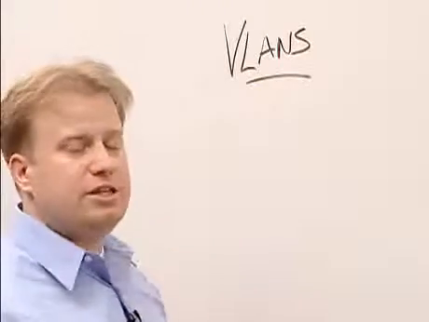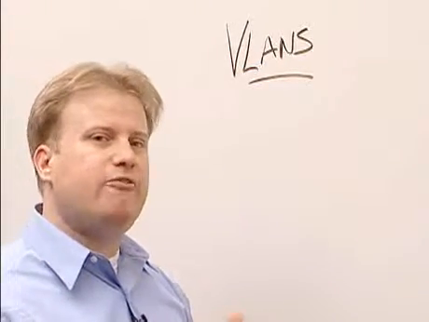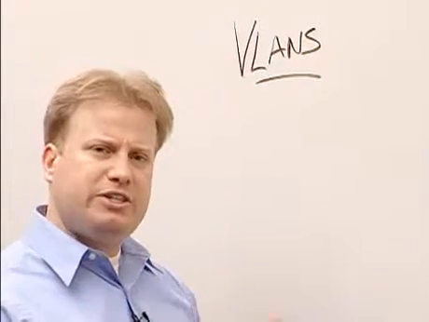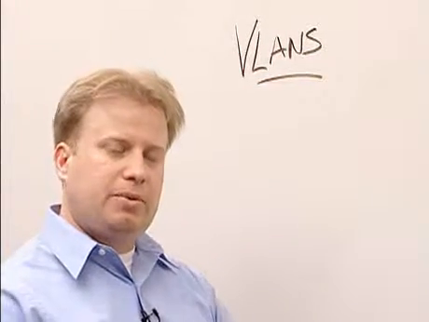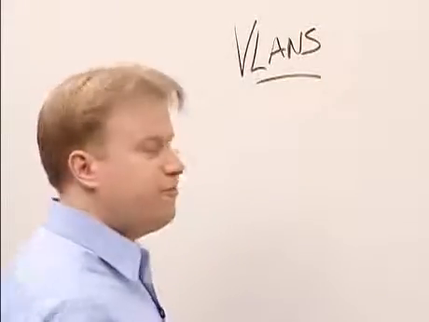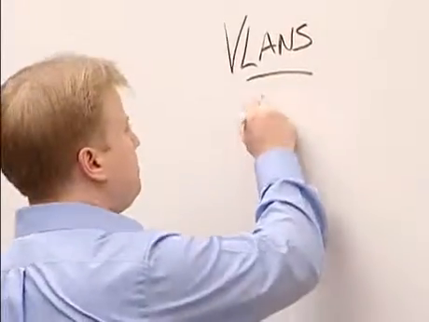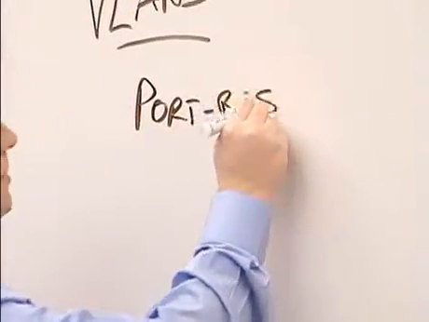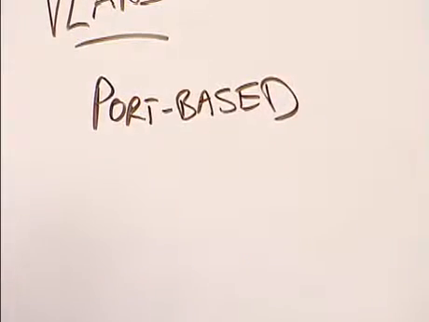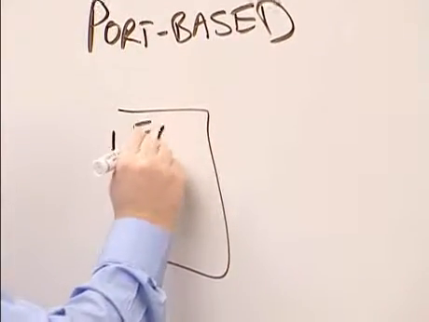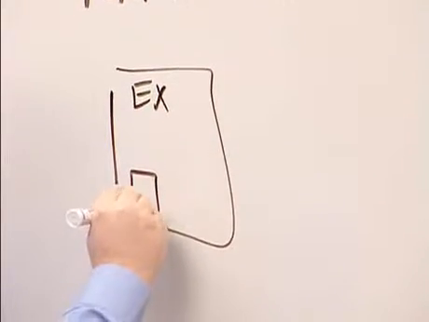So what are VLANs? VLANs are the idea of a virtual LAN, being able to partition in a way that's very similar to fiber channel, be able to partition switches into virtual switches. Let's look at a first example called port-based VLANs. And let's look at a practical example to try and make this real. Let's say that we have an Exchange server and it has two network cards.